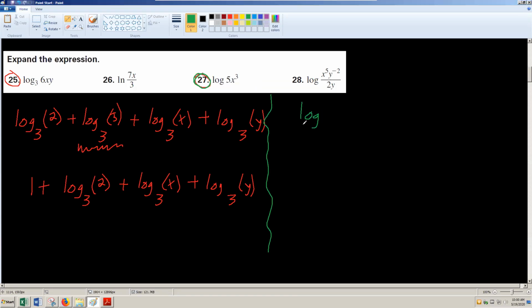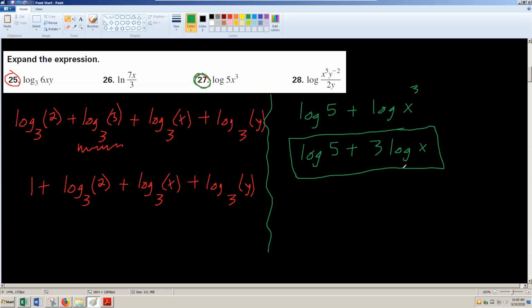So I'm going to say I have log, since I don't see a base, I know my base is 10. That's my common log. So I'm going to just say this is log 5 plus log x to the third. And I want to keep expanding this thing, so my third here is going to come out in front. And so this is actually going to become log 5 plus 3 log x. And I'm done.